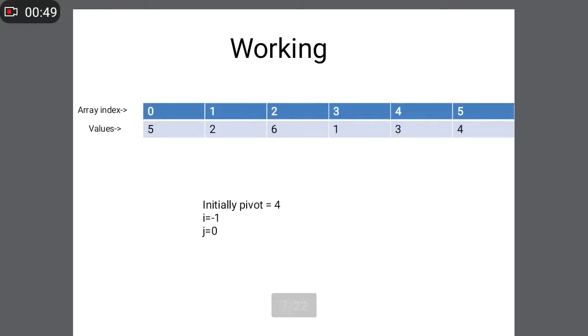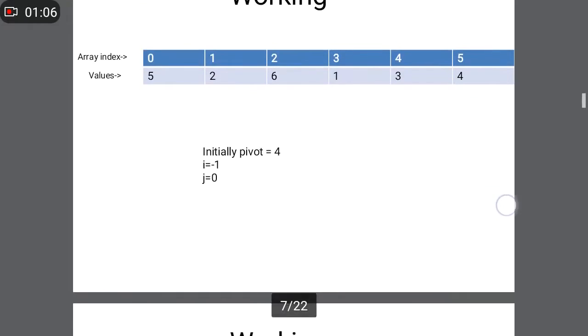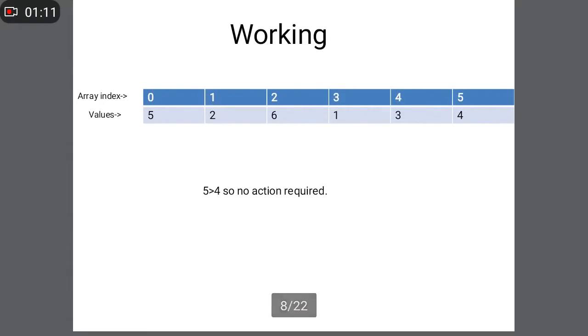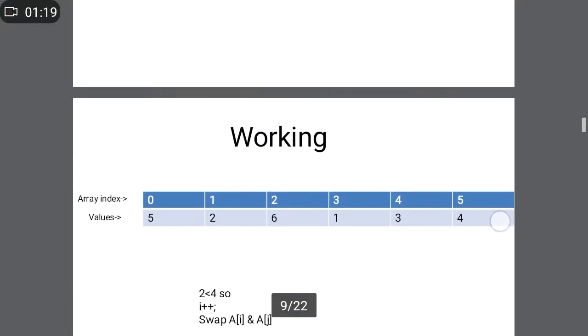The array contains the elements 5, 2, 6, 1, 3, 4. Initially our i is -1 and our j is equal to 0, and we have set the pivot at the rightmost element, which is 4. Now we compare the value at j with the pivot. 5 is greater than 4, which is our pivot, so no action is required in this step. Now j becomes 1 and 2 gets compared with 4.